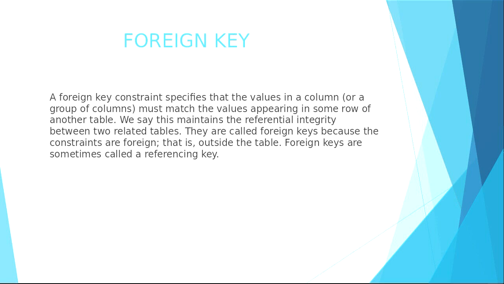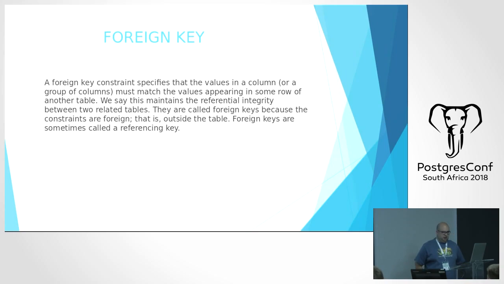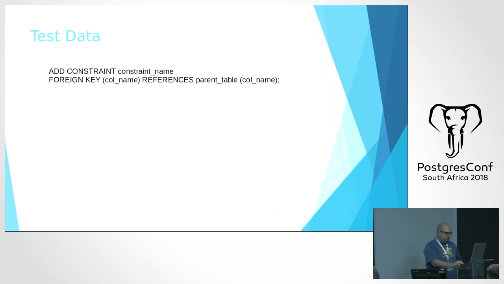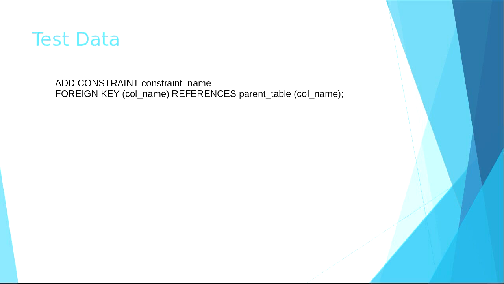Okay, next we're going to talk about the foreign key constraints. That's when you have a parent and a child table where the tables reference each other, like an invoice table, and then the invoice table has invoice lines. To add the constraint, you can add it with the add constraint in the alter, or you can add it in your table definition. The foreign key constraint can also be a composite key. So if you've got a composite primary key, you also have to have a composite foreign key.